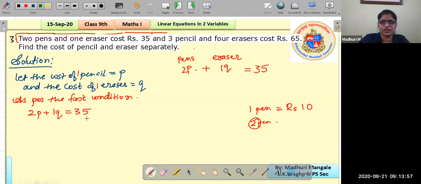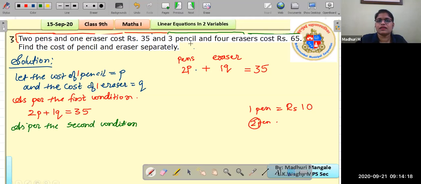And now we look at the second equation. It says 3 pens and 4 erasers, they cost rupees 65. So as per the second condition, what is the second condition? It says 3 pens and 4 erasers, they cost rupees 65. So we just put P next to the number of pens and we put Q next to the number of erasers. What are we doing? We are multiplying the number of pens and erasers with the price per unit, and then we are adding both the cost of pens and erasers together. That gives us 65. That gives us the second equation. So the second equation is 3p plus 4q equals 65, right?